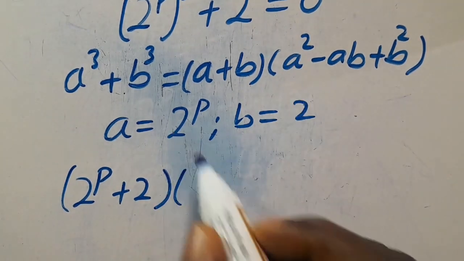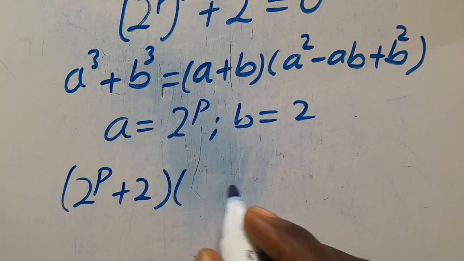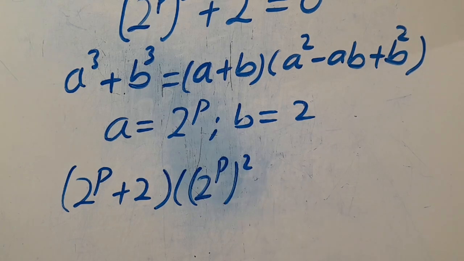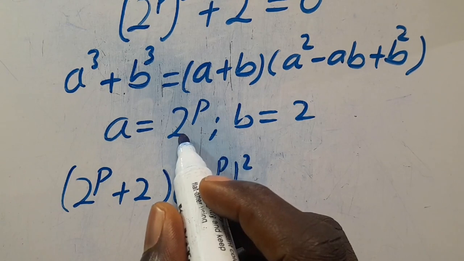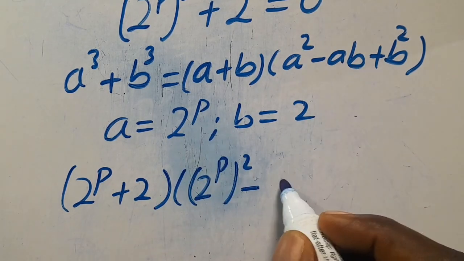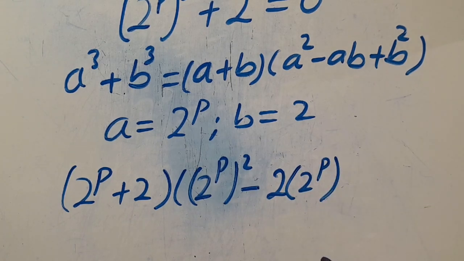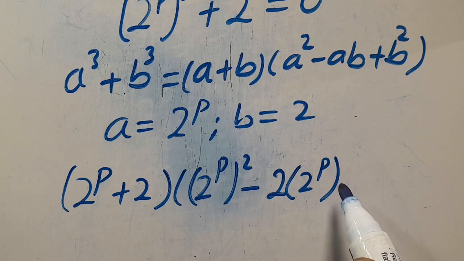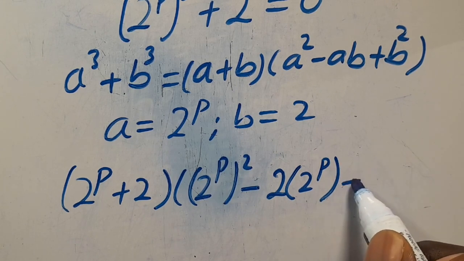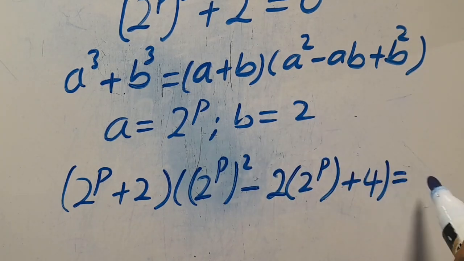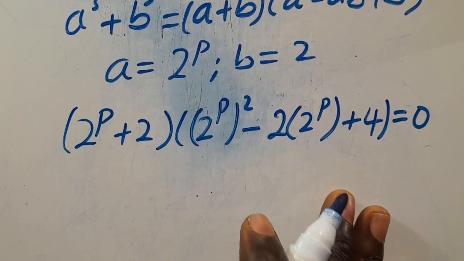A square will now be 2 to the power of p, squared, then minus ab: a is 2 to the power of p, b is 2. So here will be 2 multiplied by 2 to the power of p. Then from here you have plus b square, which will be 2 square. We have here 4. We set everything to be equal to 0.